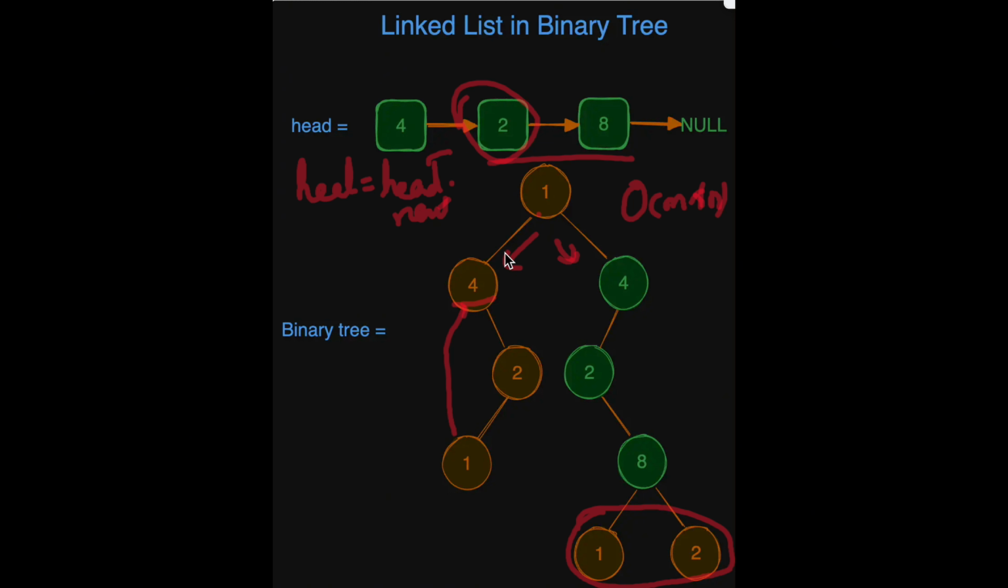Therefore, the time complexity is O of m times n. And in terms of space complexity, it will be O of n, mainly driven by the recursion stack, and it will be equal to the height of the binary tree. And in the worst case, the height of the binary tree can be equal to n. So that's why the space complexity is O of n. Now let's jump into the code part.